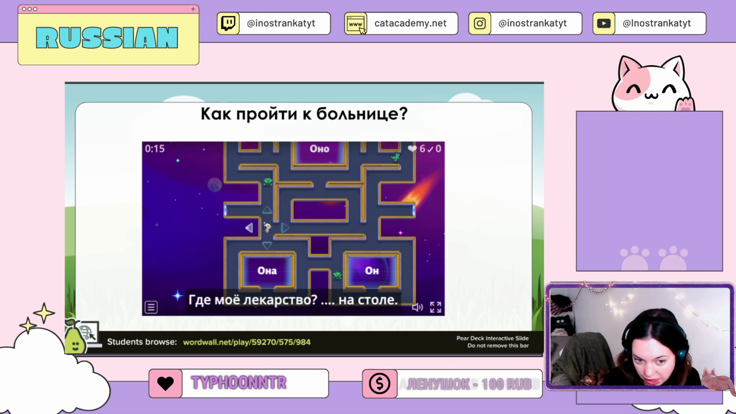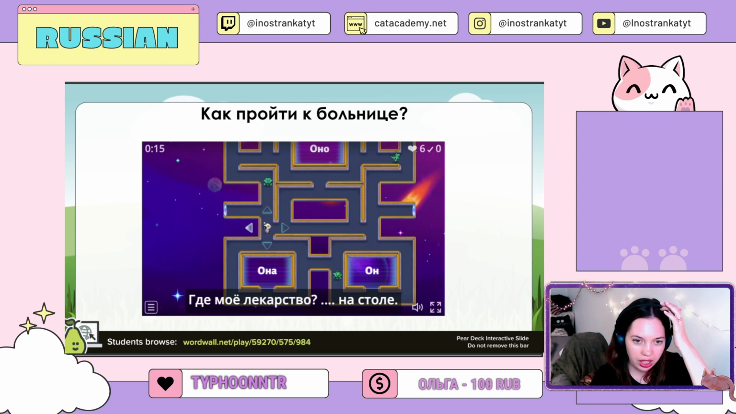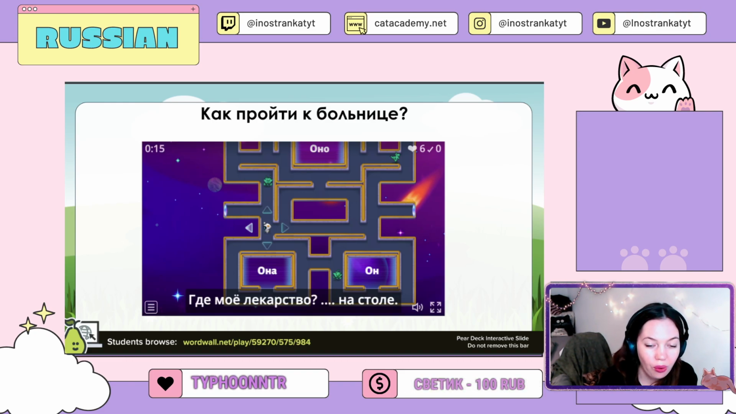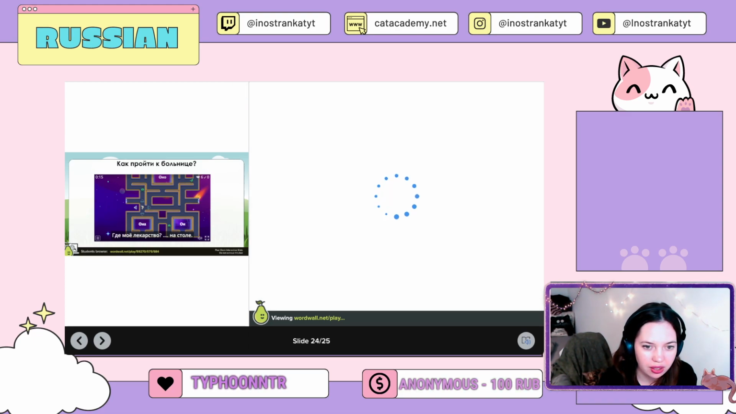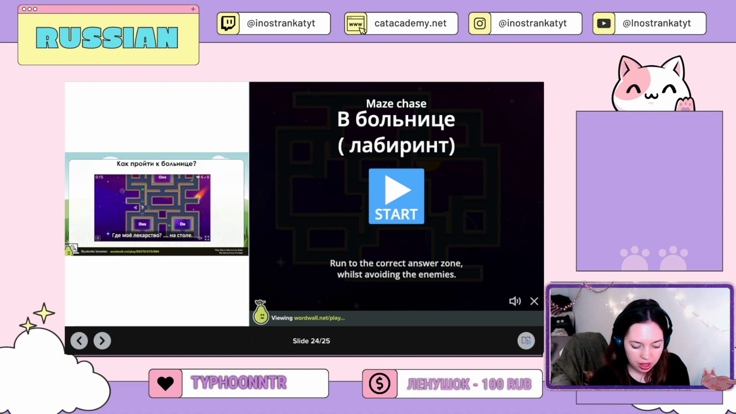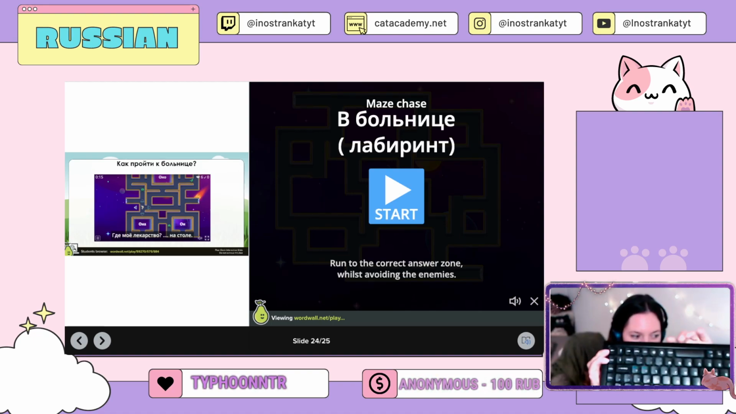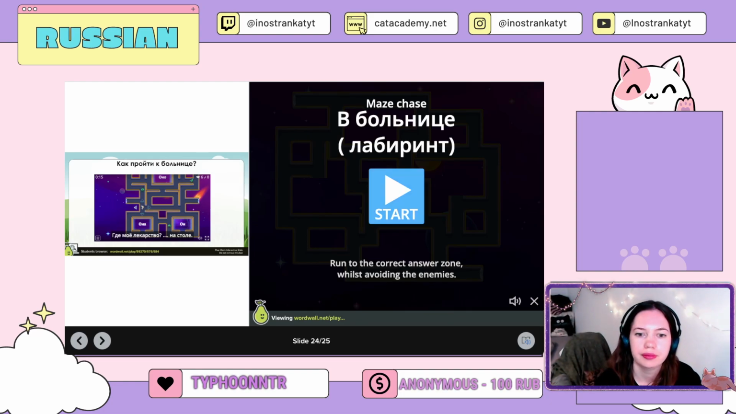In English, it is, but in Russian we have three genders: masculine, feminine, and neuter. So we need to think. Лекарство, is it она, оно, или он? And we have to go to the correct area. Лекарство ends with o, so it should be neutral gender. Should be оно. Let's start. So you can use your keyboard to use the arrows up, down, left, right. Start.